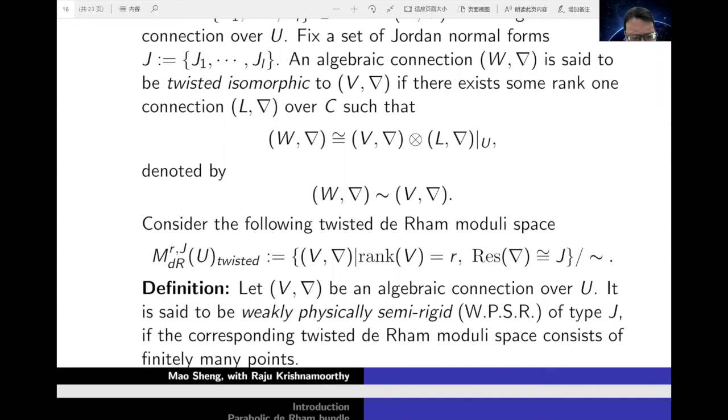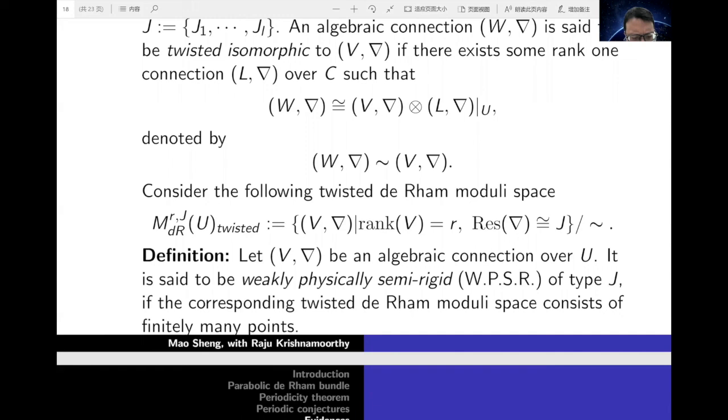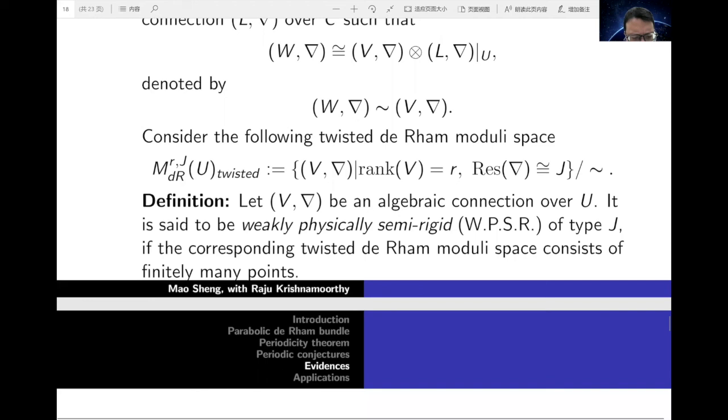And this notion is really a Dirac translation of the notion of weakly physically semi-rigid local system of Katz. So we call an algebraic connection on U weakly physically semi-rigid of type J if the corresponding twisted Dirac moduli space consists of finitely many points. Then via the Riemann-Hilbert correspondence, these two notions correspond.